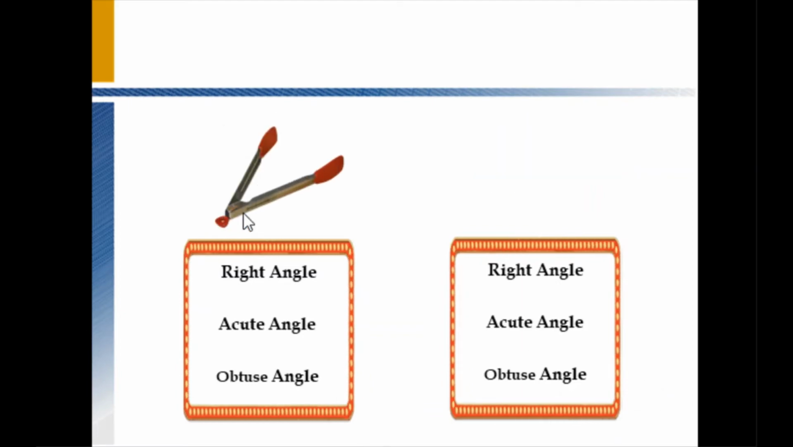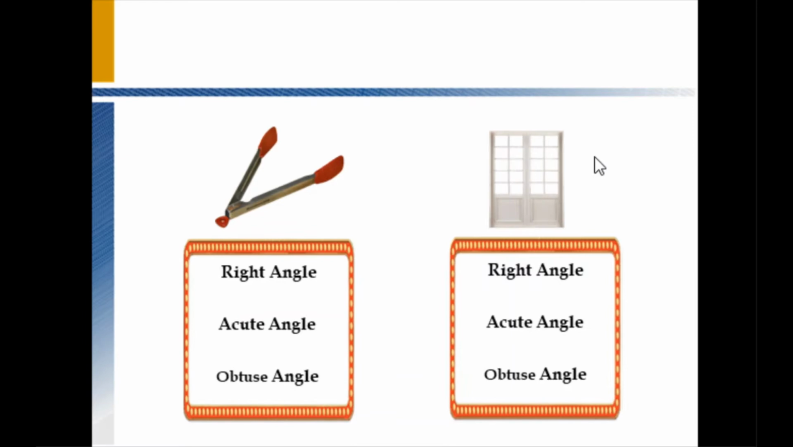How about the tongs and the window? The tongs form what type of angle? Good job. It forms an acute angle. Very good. How about the window? It forms what type of angle? Alright, good job. It forms a right angle.